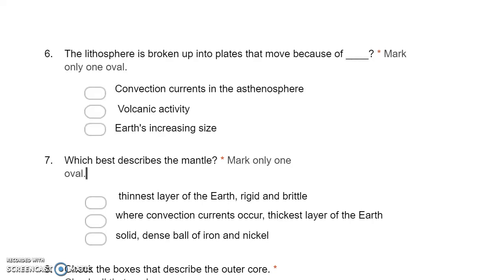Number seven, which best describes the mantle? Mark only one oval. The thinnest layer of the Earth, rigid and brittle. Where convection currents occur, thickest layer of the Earth. Solid, dense ball of iron and nickel.